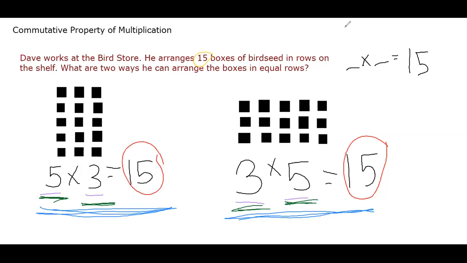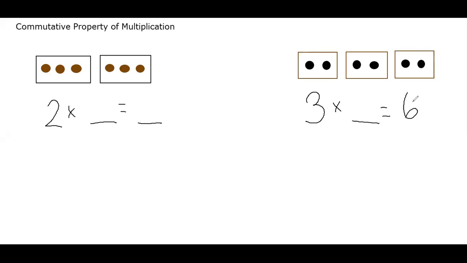Okay, so 5 rows of 3 is 15 and 3 rows of 5 also equals 15. It's kind of like just turning the array a different way to represent the problem. Okay, why don't we try another one together? Let's look at our next example of the commutative property of multiplication.